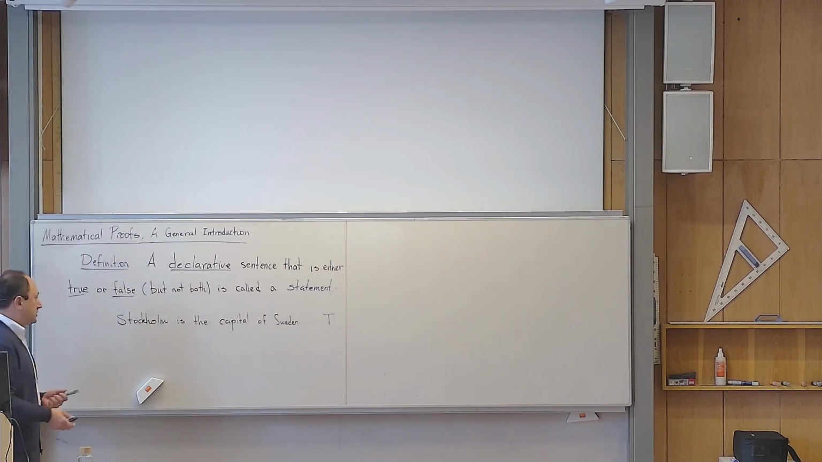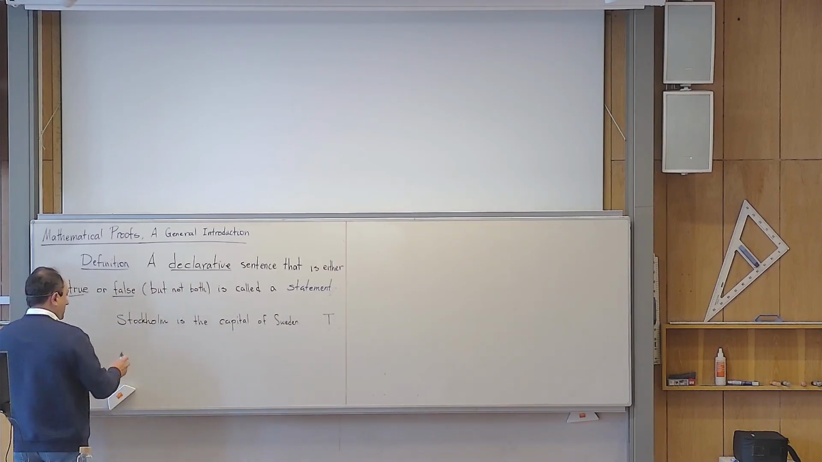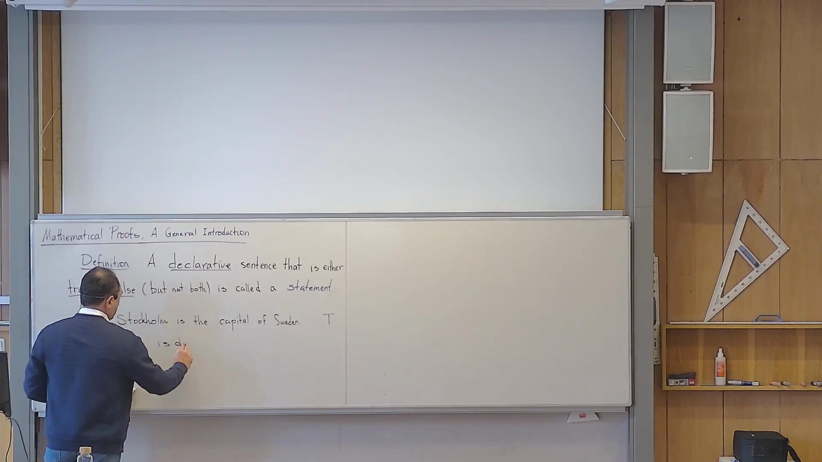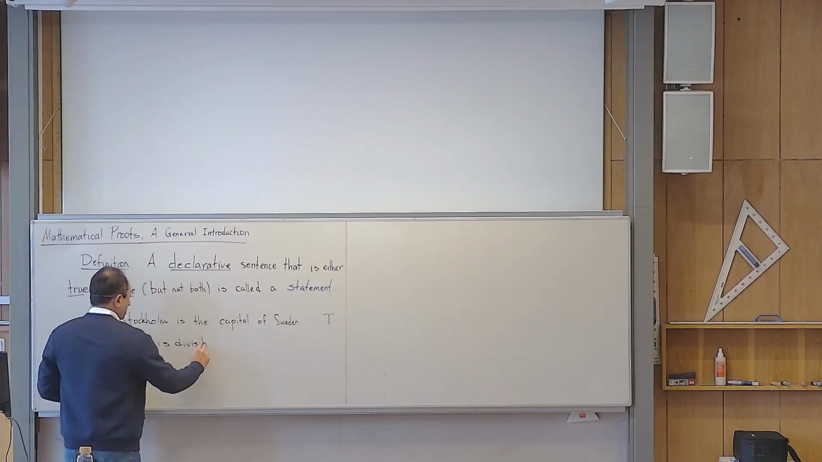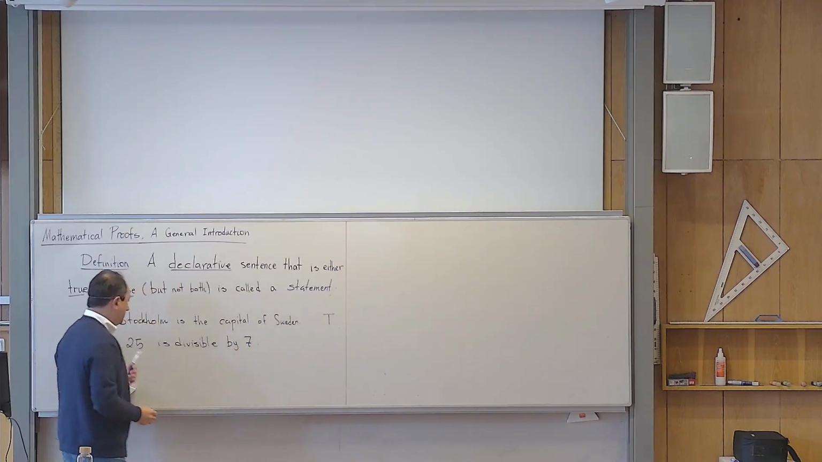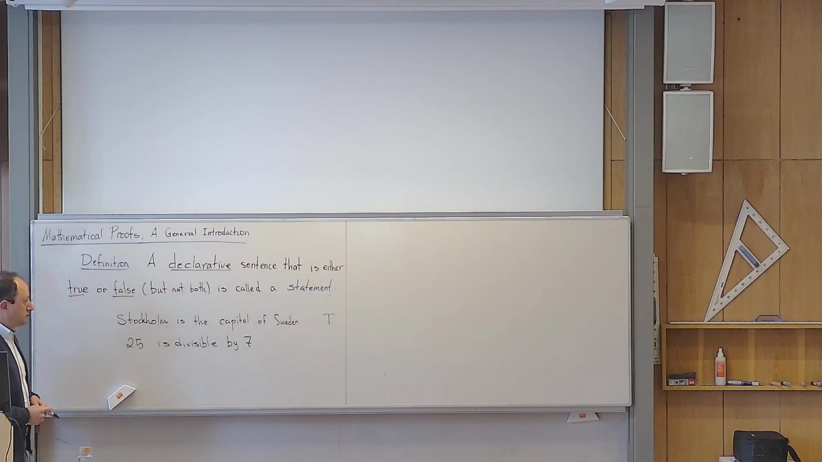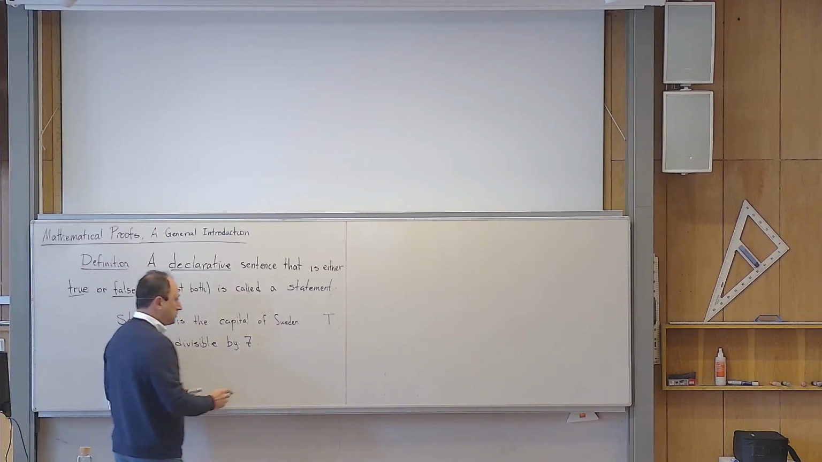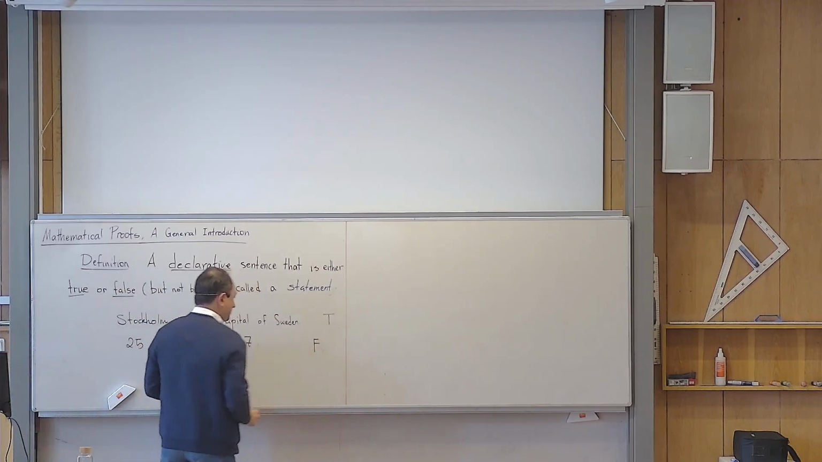For example, I can say 25 is divisible by 7. It declares something to you, but of course it is false. The value of this statement is false because 25 is not divisible by 7. So that's also a statement, it is false.